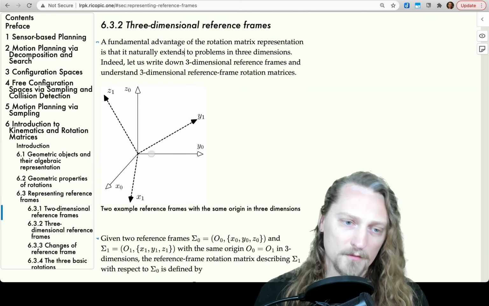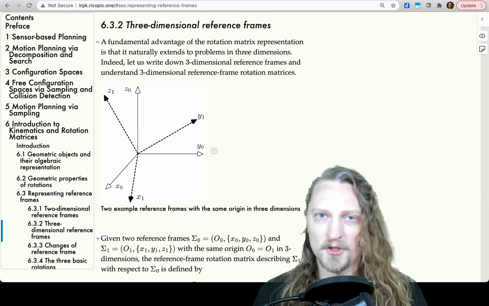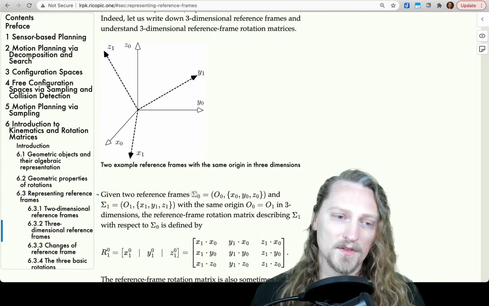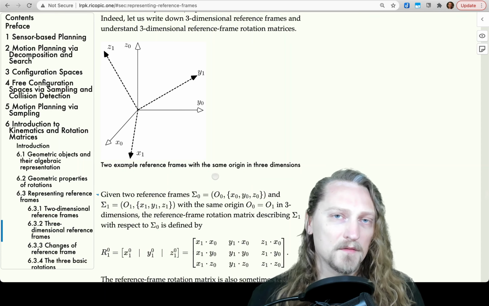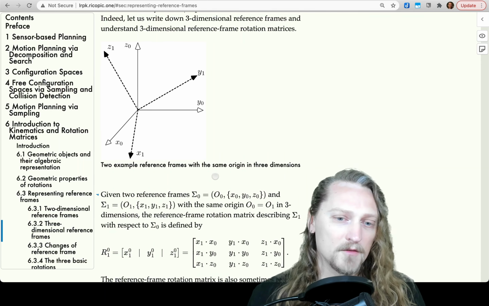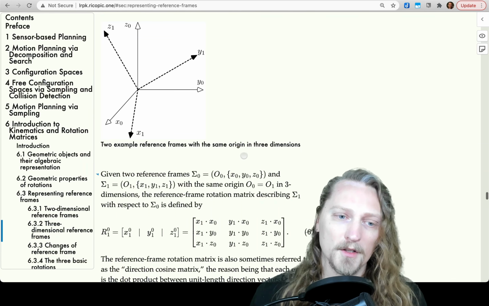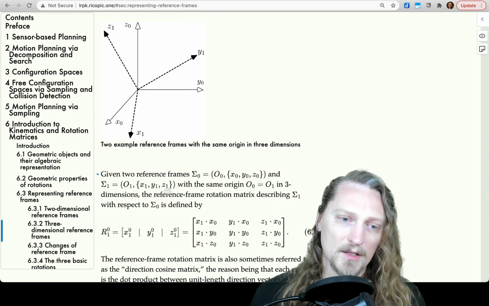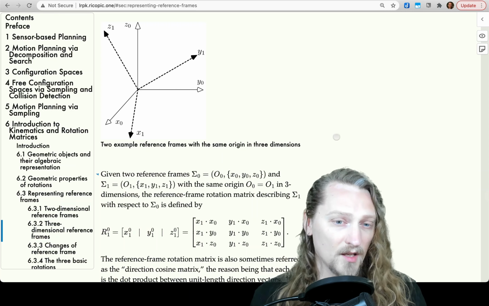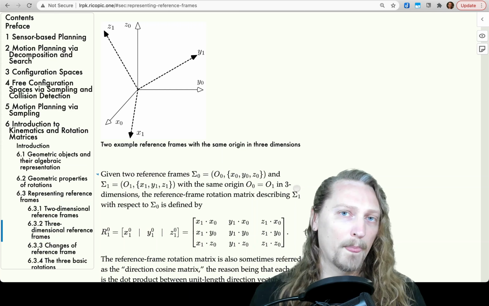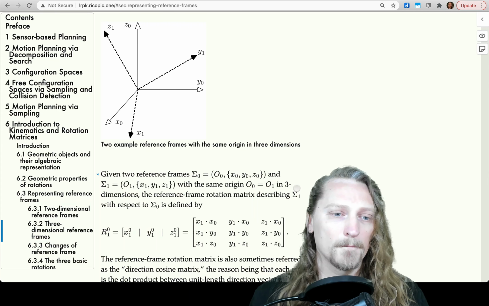So, we've drawn it to get a geometric understanding of what we're doing here. Again, we have reference frames sigma 0 and sigma 1, which have now been redefined just to extend them a little bit further to include a third dimension, z0 and z1. Basis vectors are then picked up by these two frames. And again, we have the same origin as before.